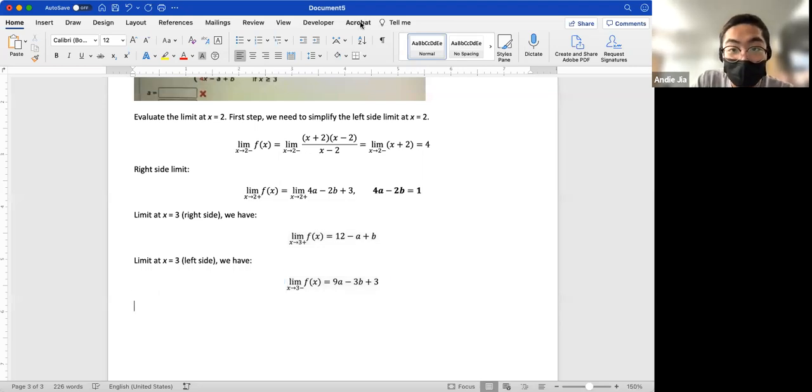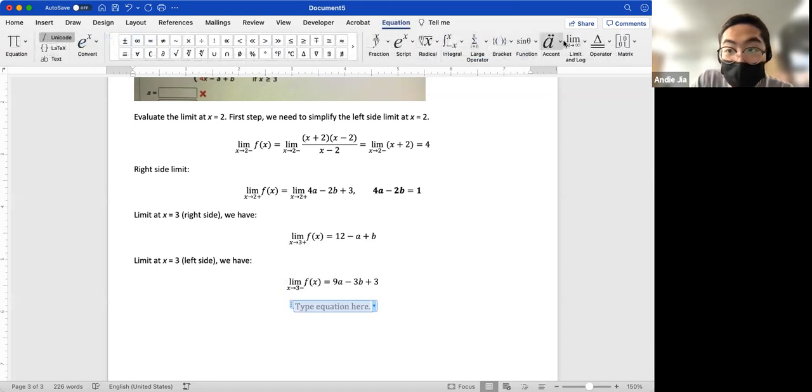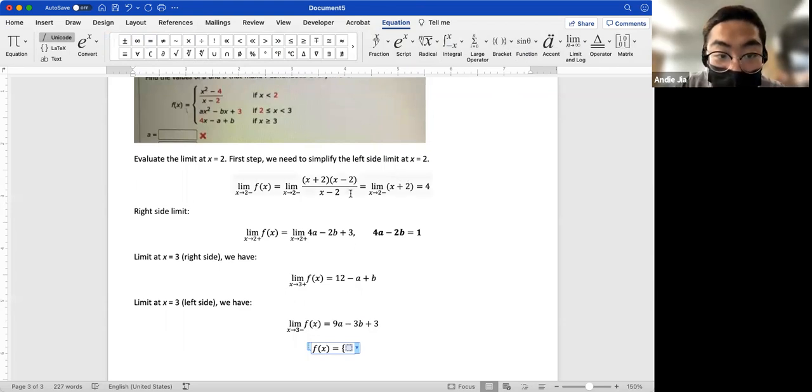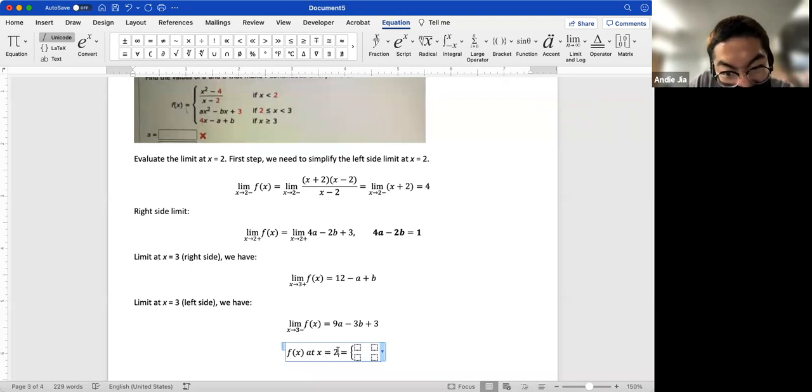We have a set of equations. We need to have a set of equations. At 2, the left side is 4 and the right side is 4. F of 2, F of 4, if x greater than 2.